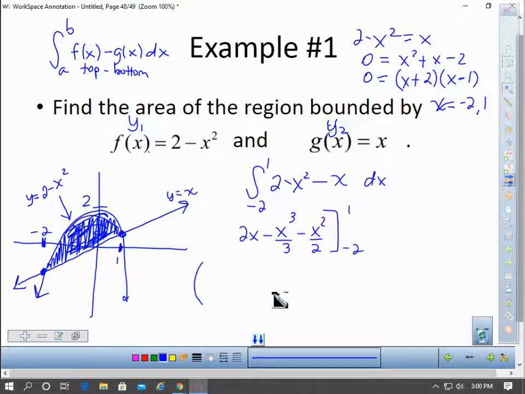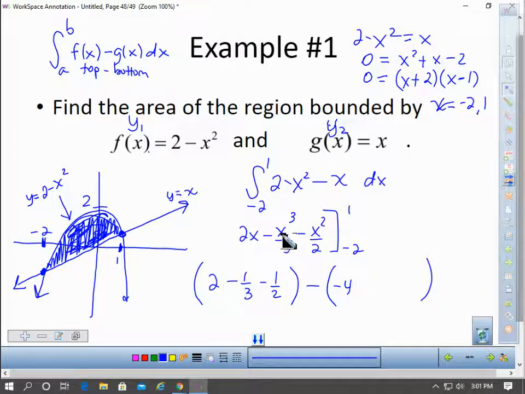So this is where we do the fundamental theorem of calculus, right? So I'll plug 1 in first. So when I put 1 in, it's going to be 2 minus, putting a 1 in, 1/3. Minus, putting a 1 in, is going to be 1/2. Now putting negative 2 in here, I'm going to have negative 4.